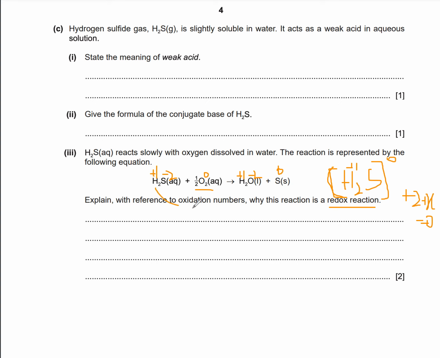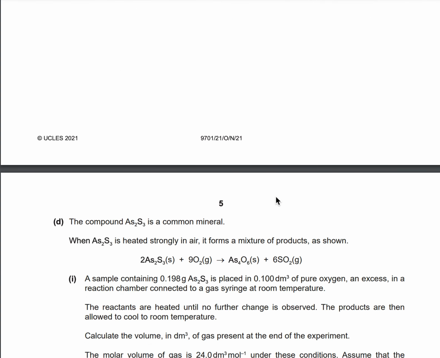Let's see. Hydrogen, the oxidation number is remaining the same. For sulfur, from minus 2 to 0, does that mean it's losing electrons or gaining electrons? It's losing 2 electrons, and that's why it's moving to the positive side. Now over here it's going from 0 to minus 2, which means it is gaining electrons. The loss of electrons is oxidation, and the gain of electrons is reduction. So we know that both are occurring, so it is a redox reaction. That's what we need to write as well.